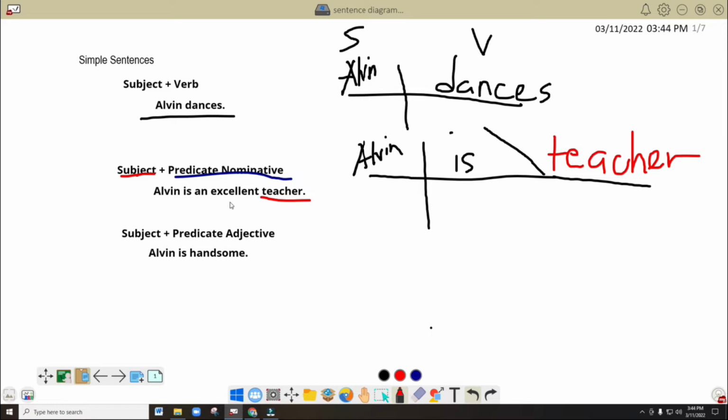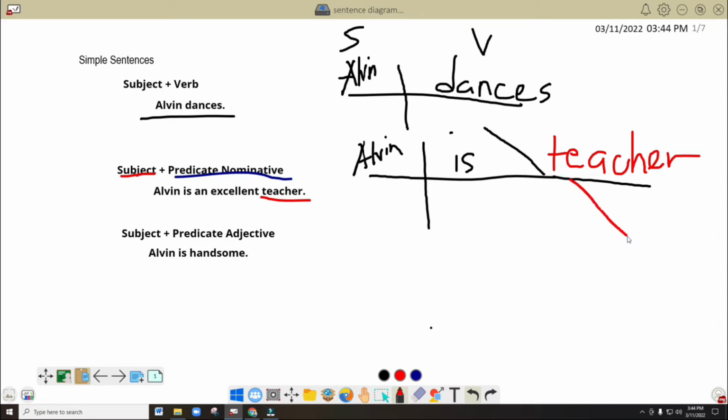So where are we going to put this? Okay, so we know that "an" and "excellent" are both modifiers. They can modify a verb, an adjective, or another adverb. But this time, "an" and "excellent" are modifying a noun. Does it modify the subject or the predicate nominative? If it modifies the predicate nominative, then you will put it under here.